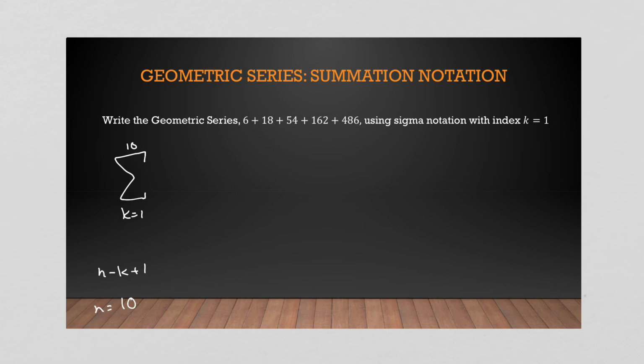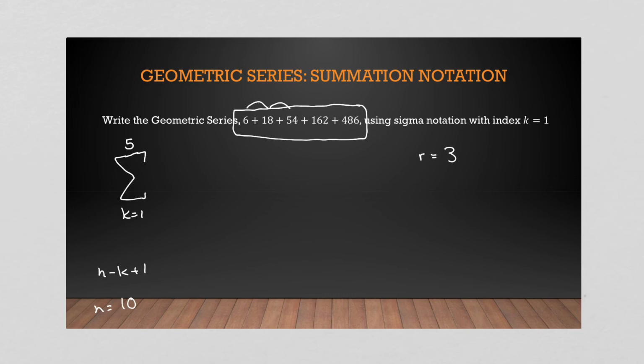Now, what they want, though, is they want us to write this sequence, or this geometric series, in summation notation. So in our example there, my n value is not 10. How many terms do I have? I have 1, 2, 3, 4, 5. So that means my n value at the top of my sigma is a 5. My k value is 1. But now how do we write this? Well, let's look. What's my common ratio? My r is equal to 3.